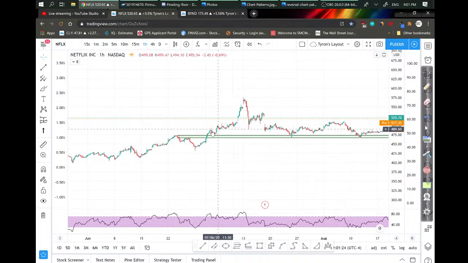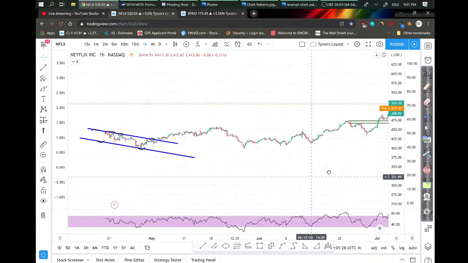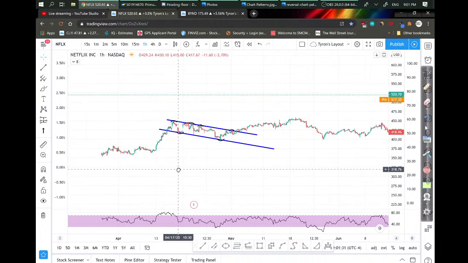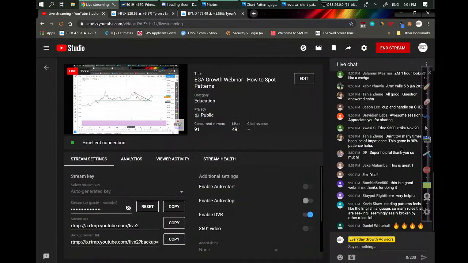This is your nice little ascending wedge, right? I really wish I can find a perfectly symmetrical triangle. If you guys know of any symmetrical triangles, let me know.